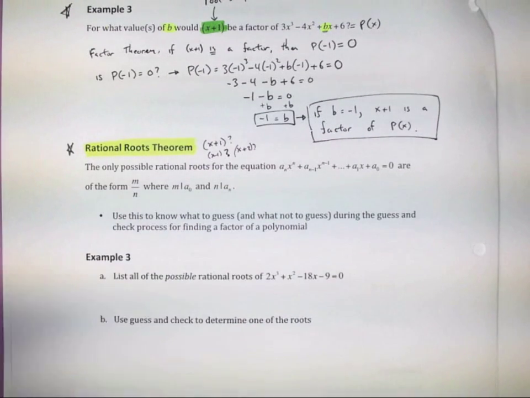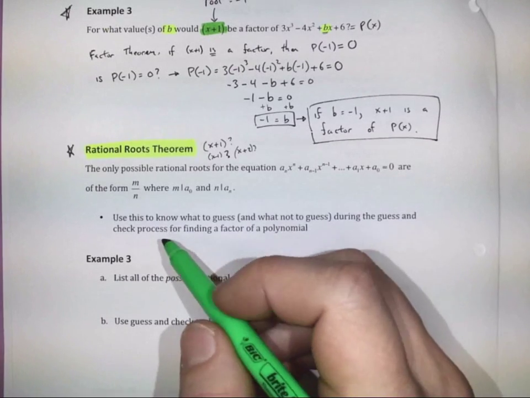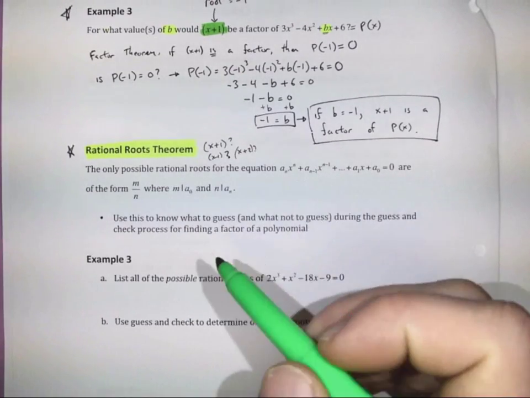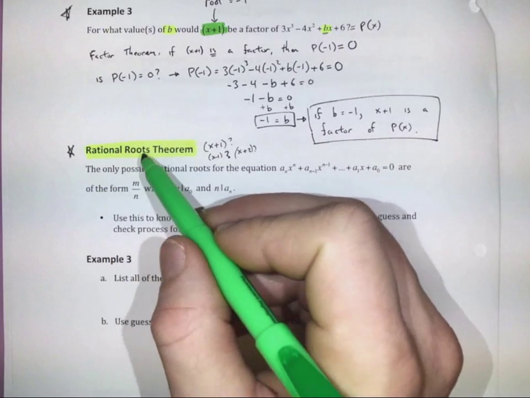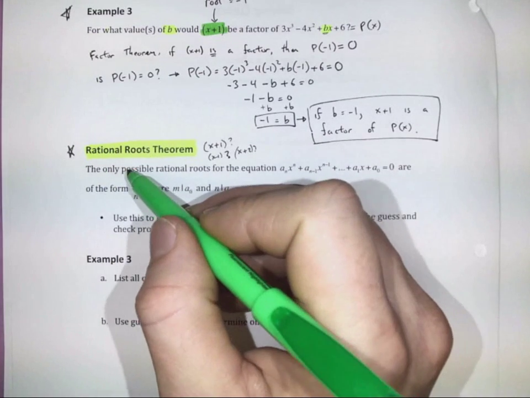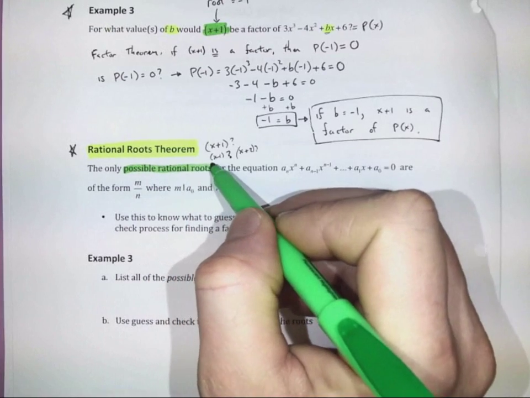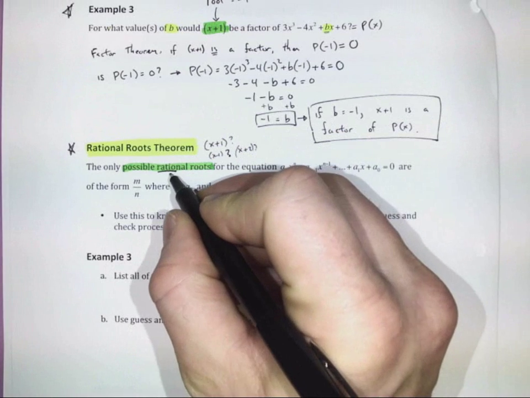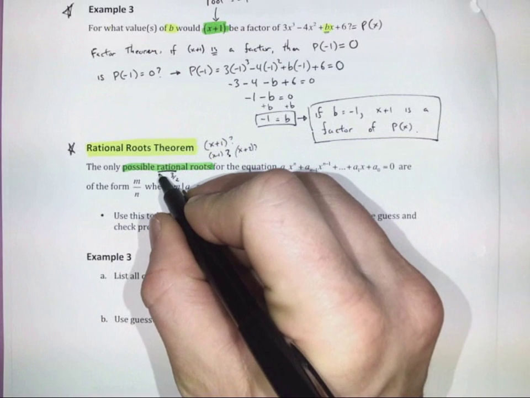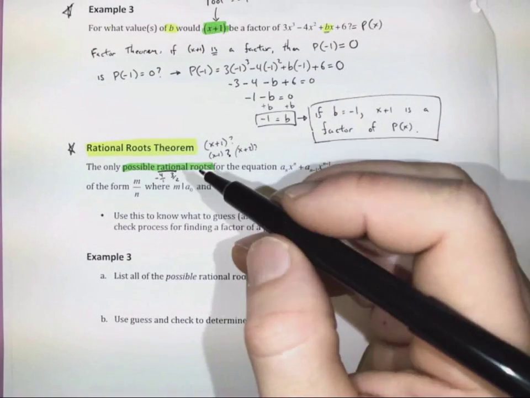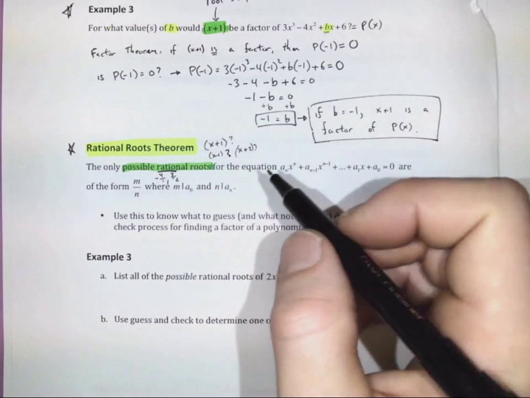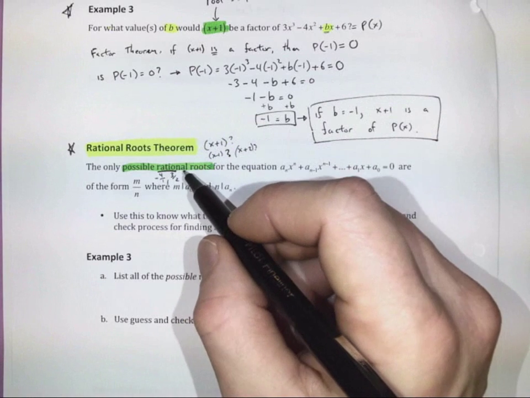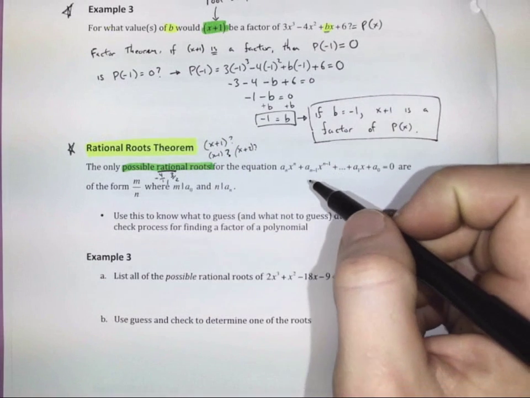Okay, so let's read the rational roots theorem. It's written in big math language in a really condensed way, which is great, because if you guys are going on to calculus, you're going to get used to reading statements like this and making sense of them. All right. So the rational roots theorem says the only possible rational roots, let's stop there. Rational means can be written as a ratio, like 3 over 2, or 4 over 1, negative 4 over 1, say. So those are rational numbers.